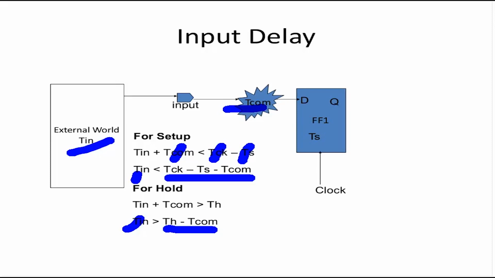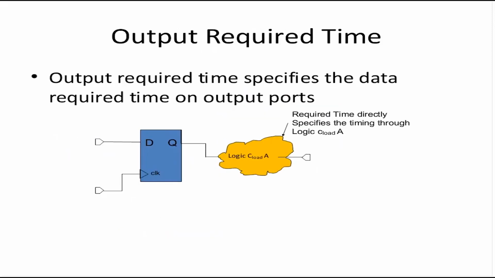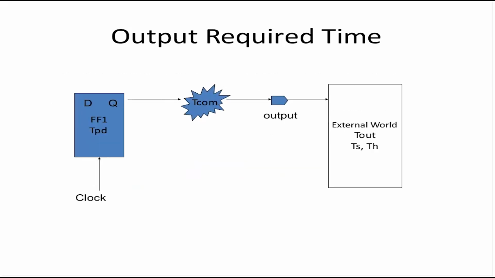Let's look at the register to output path. So something called output required time. On the input, it is what? Input arrival time, right? On the output side it is output required time. Output required time specifies the data required time on output ports. We will launch the data from the clock, and required time directly specifies the timing through the logic. Let's see it in terms of equations.